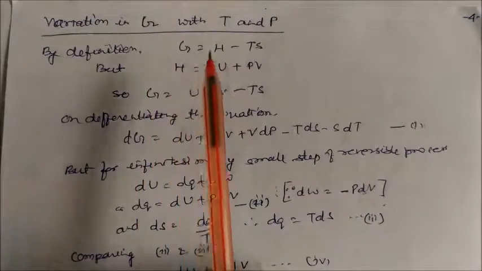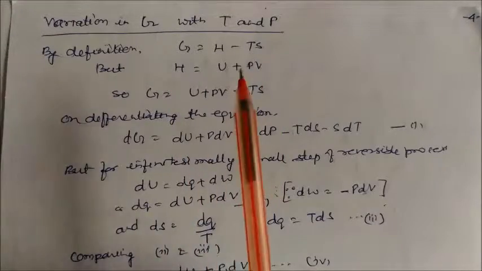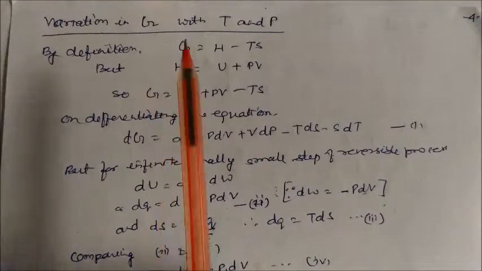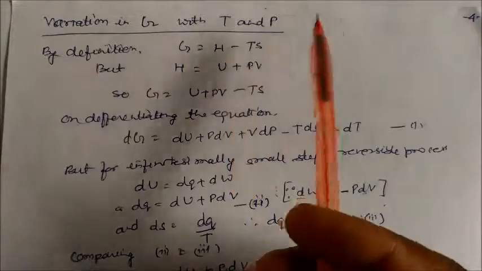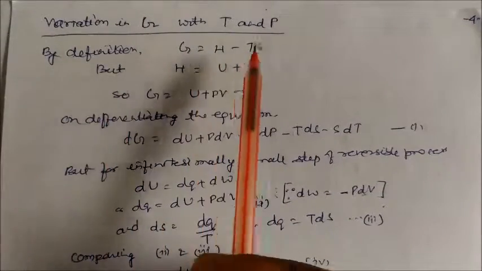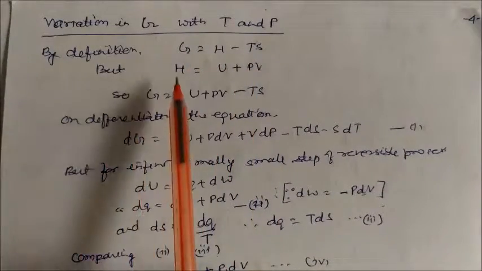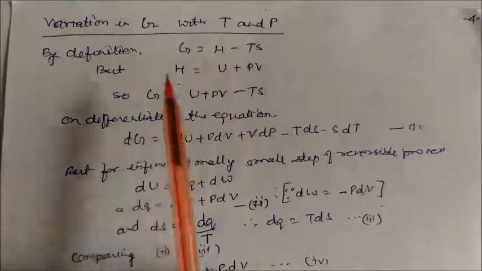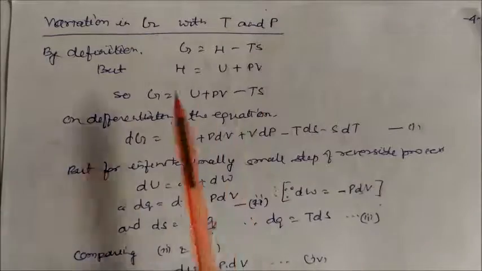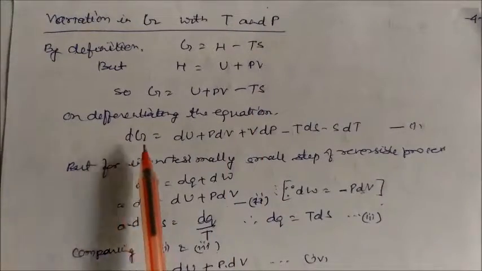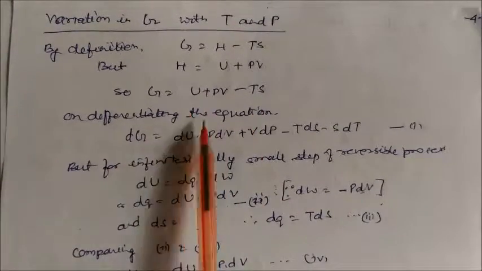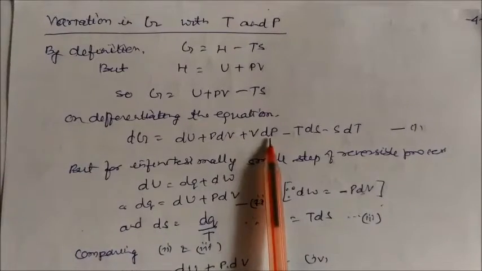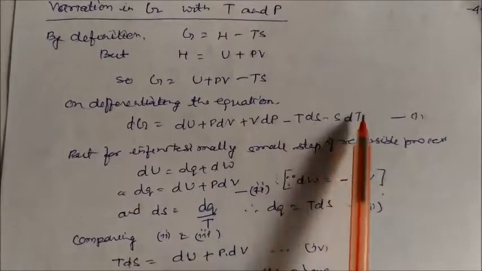Variation of free energy with temperature and pressure. We will derive how G varies with temperature and pressure. By definition, G is equal to H minus TS, and H is equal to U plus PV. So we can write U plus PV minus TS. If you differentiate this equation, dG is equal to dU plus P dV plus V dP, minus T dS minus S dT.